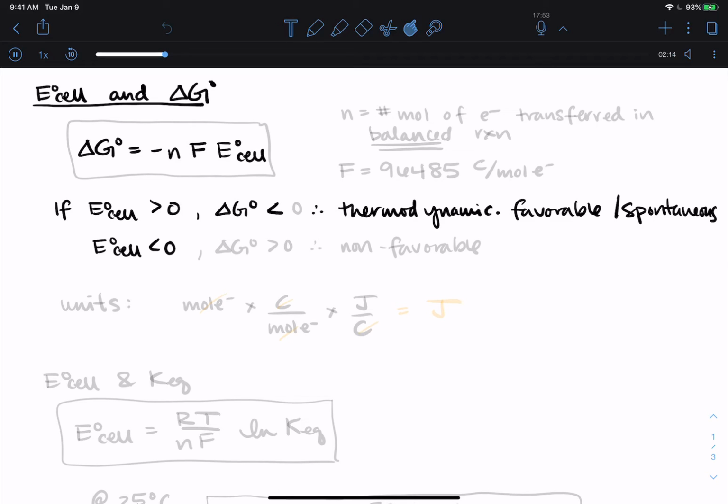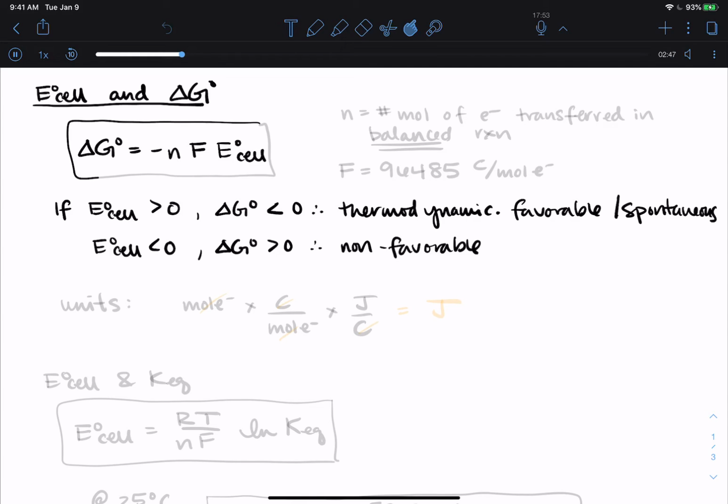Which means, right, just the opposite. If you have a negative cell potential, delta G is positive, and you have a non-favored or a non-spontaneous reaction or setup. So this is exactly how we'll know, really, if the way that we have set things up is a galvanic cell or an electrolytic cell, or just which direction it will run in based on how we've connected everything.